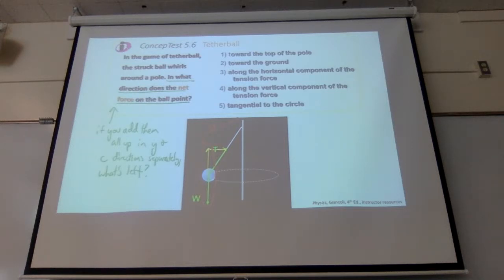But in the C direction toward the center of the circle, the one that points to the center of the circle, there is nothing to cancel it out. Why can I not spell today? It's all that's left over. And you can see it points to the center of the circle, which, looking at the options there, points along the horizontal component of the tension force. The horizontal component of the tension force is all that's left, okay? So a different way of asking about the same sort of situation we had on the previous slide.